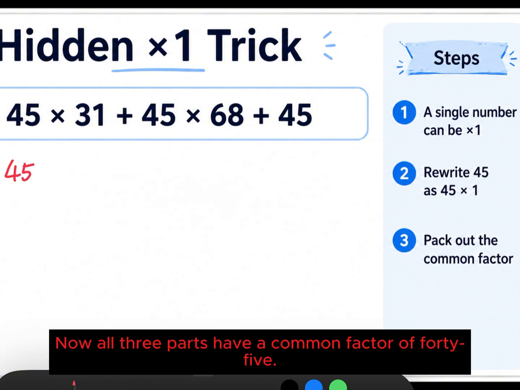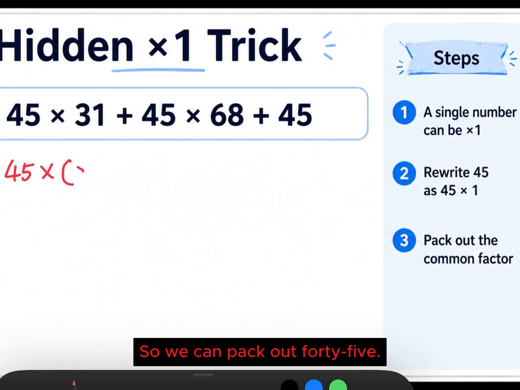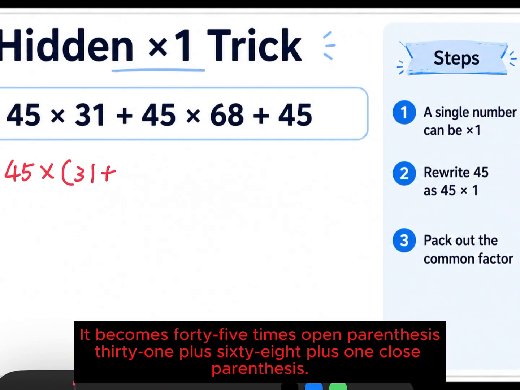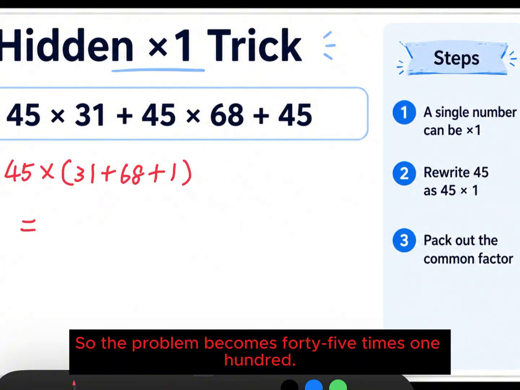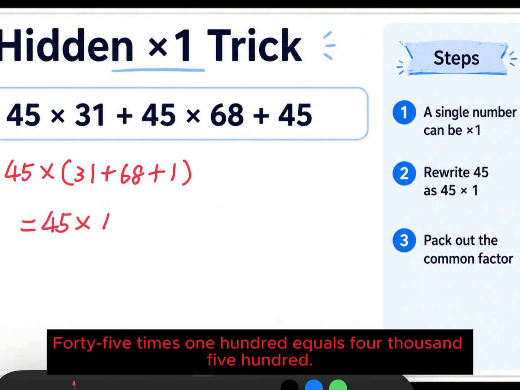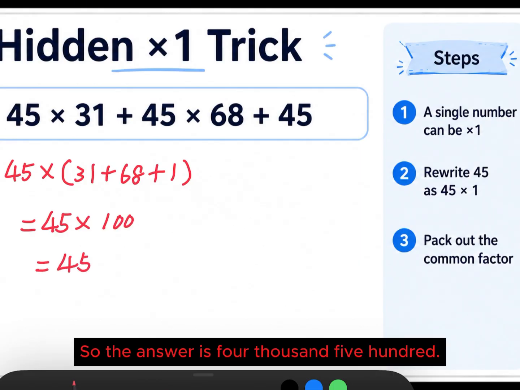Now, all 3 parts have a common factor of 45. So we can pack out 45. It becomes 45 times open parenthesis 31 plus 68 plus 1 close parenthesis. 31 plus 68 plus 1 equals 100. So the problem becomes 45 times 100. 45 times 100 equals 4,500. So the answer is 4,500.